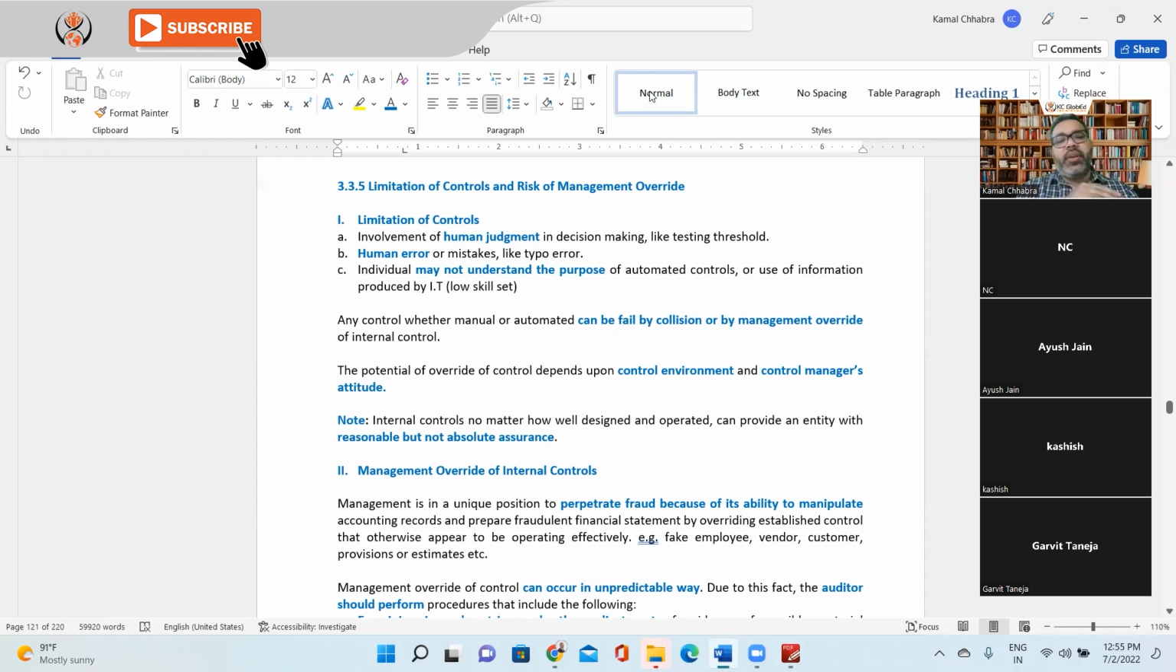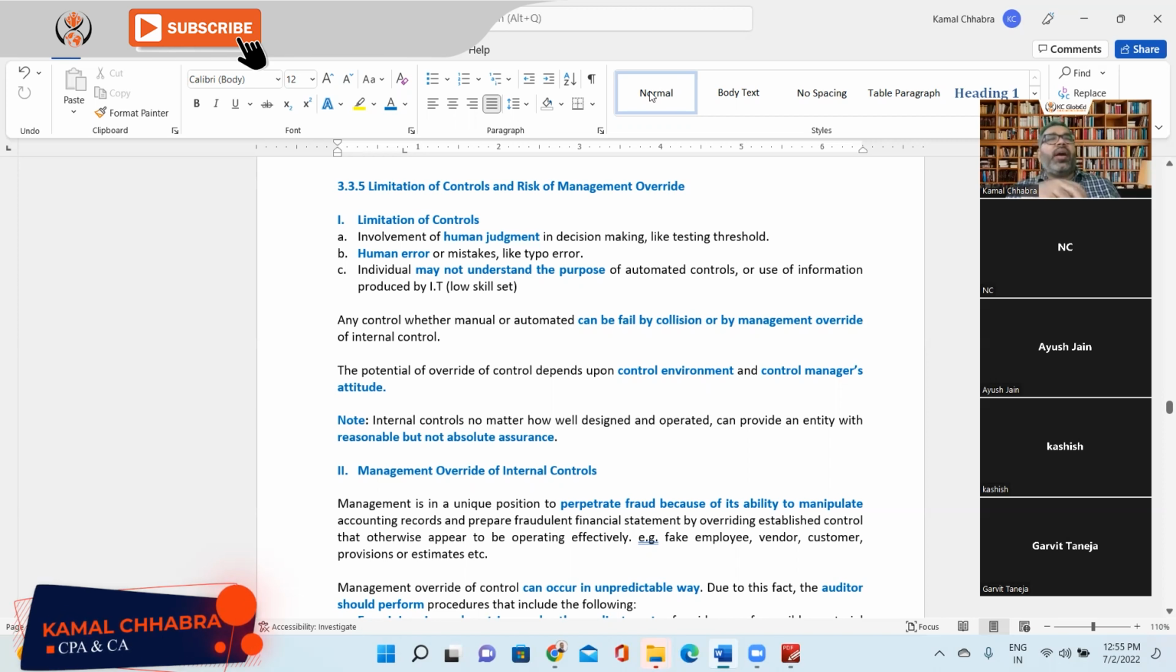Third, an individual may not understand the purpose of an automated control and the use of information produced by IT. For example, old school managers who do not embrace IT much still believe in manually reviewing things, right? That's also a limitation, that you are not effectively using the IT control. I have seen in many companies that people have good IT infrastructure and IT controls, but they are still doing manual reconciliation of the same thing.